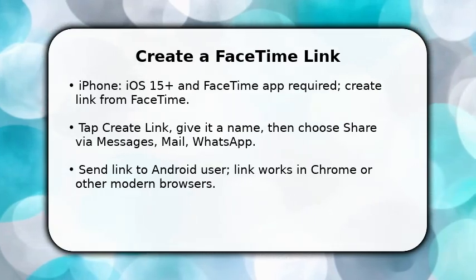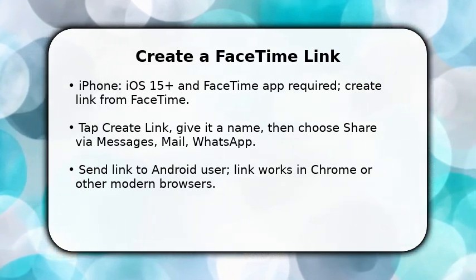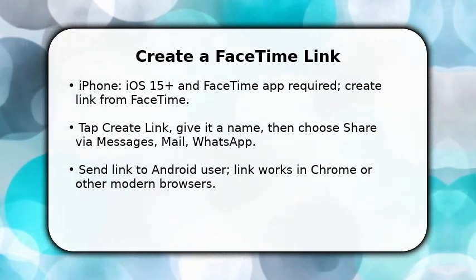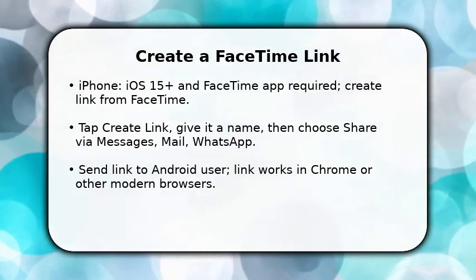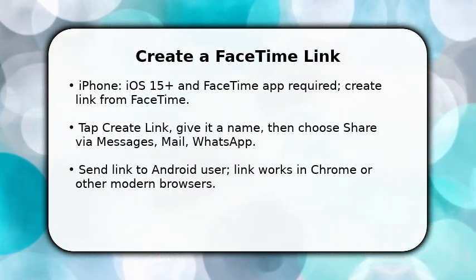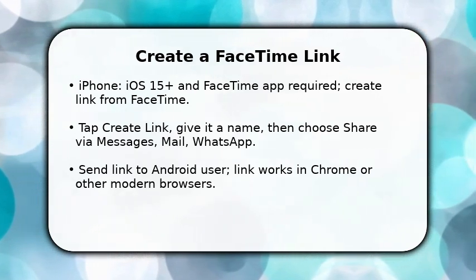You start on your iPhone, open FaceTime and tap Create Link, then name the call so participants see it. Once done, use the share sheet to send that link by messages, mail, or a chat app. Make sure the Android user receives the link on the device they will use for video. You do this immediately, there's no account exchange needed.